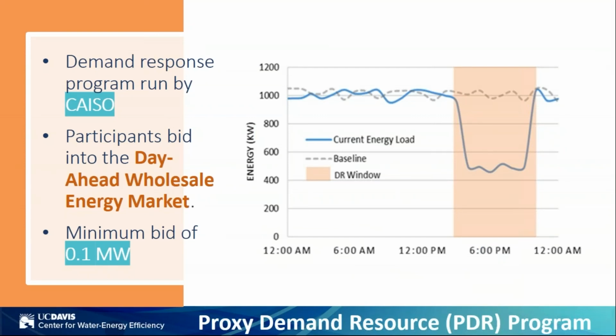What we were looking at in particular was how wastewater treatment plants could participate in the Proxy Demand Resource Program. The Proxy Demand Resource Program is run by CAISO, and participants bid into the day-ahead and wholesale market in order to get revenue. They bid in as supply, reducing their energy use during certain times of the day. And a minimum bid is required of 0.1 megawatts.